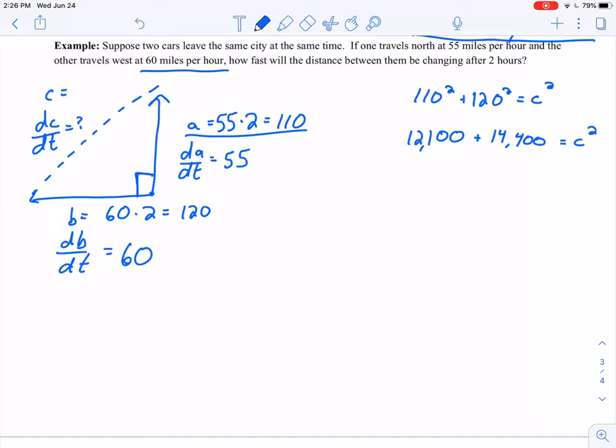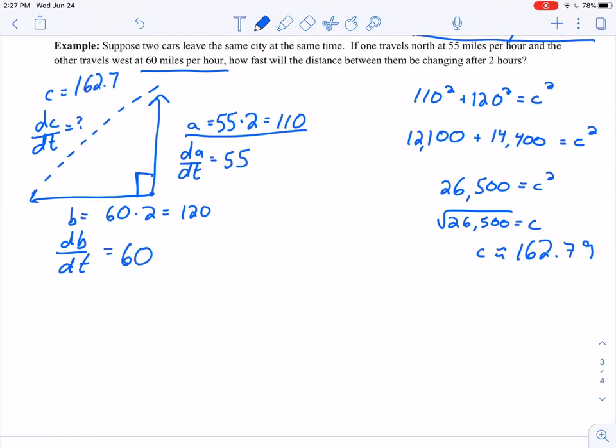Equals C squared. Take these two and add them together. I have 26,500 for my C squared. So C is equal to the square root of 26,500. I don't think this works out to be a particularly nice number. It does not. How about we go ahead and call C roughly 162.79 if we round it to 2 decimal places. So C is 162.79.